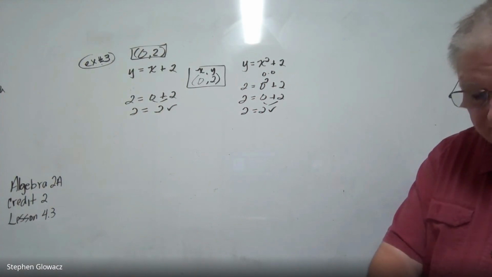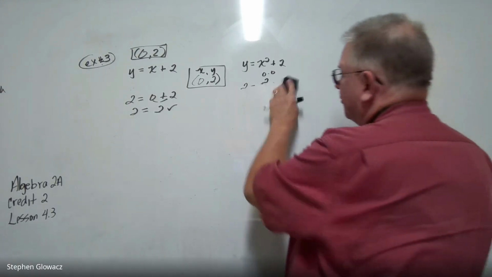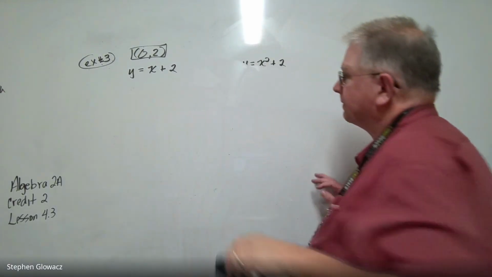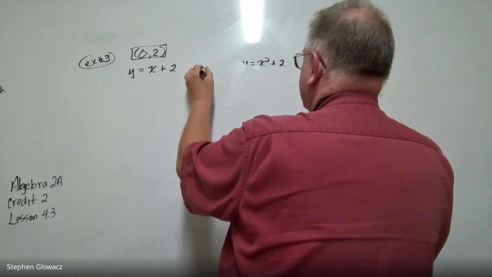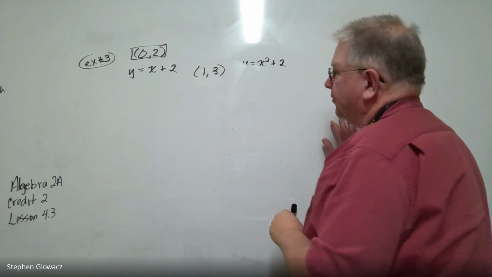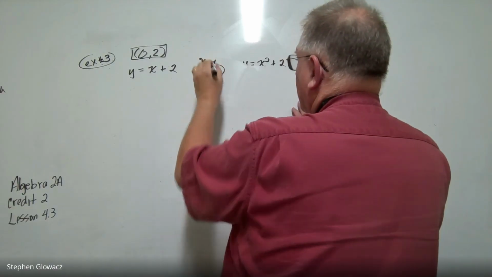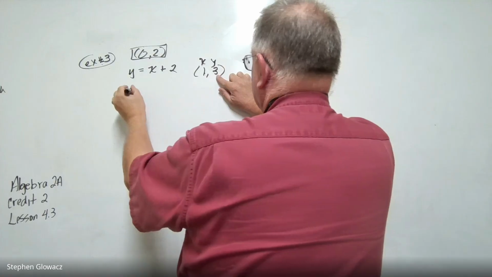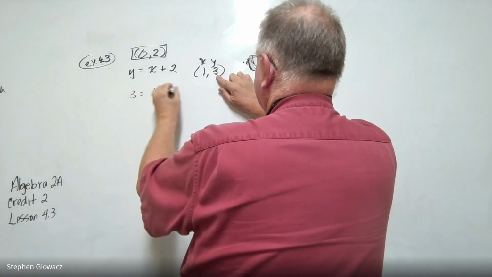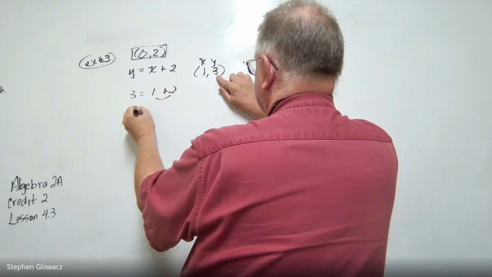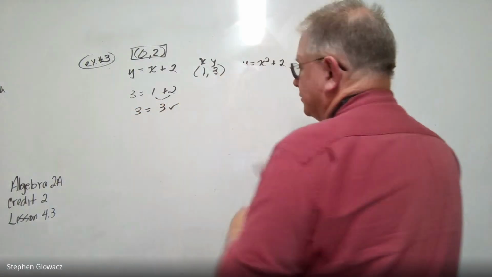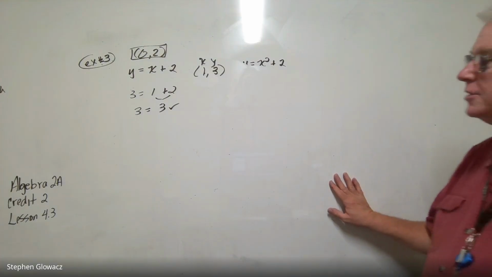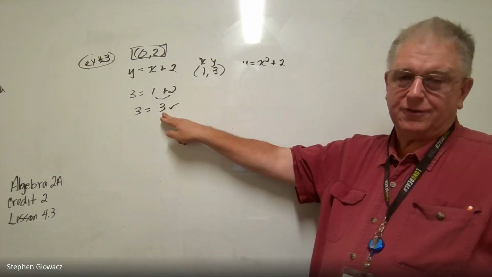Now, the next ordered pair that we're going to check is (1, 3). Let's go ahead and try that one. So again, x is 1, y is 3. We're going to substitute 3 in for y, 1 in for x. 1 plus 2 is 3. We have 3 equals 3. That is a true statement. So (1, 3) is a solution to the first equation.